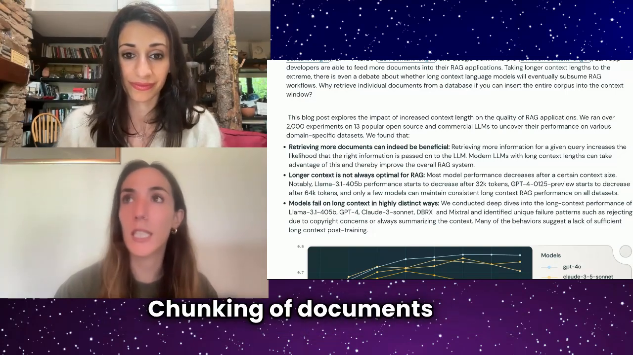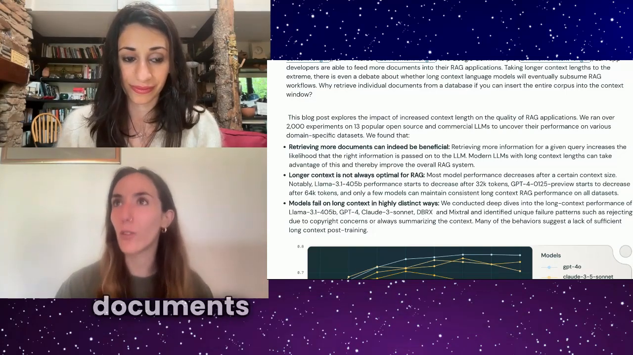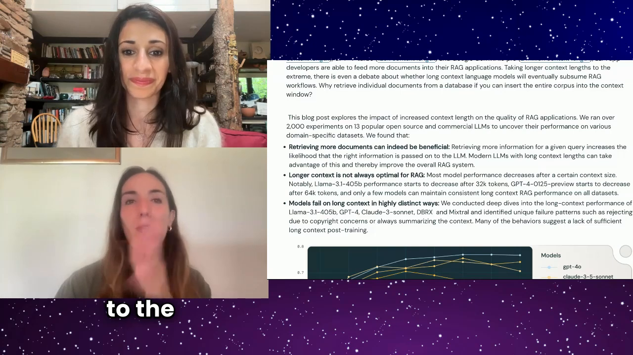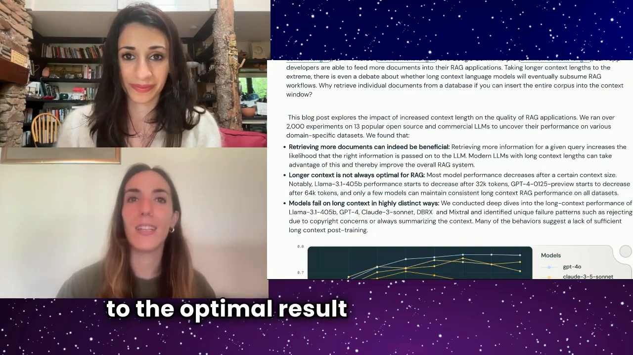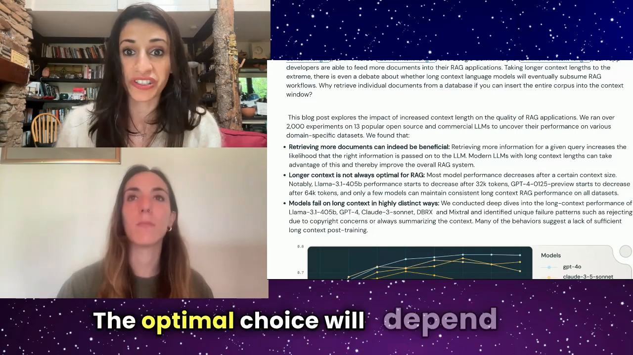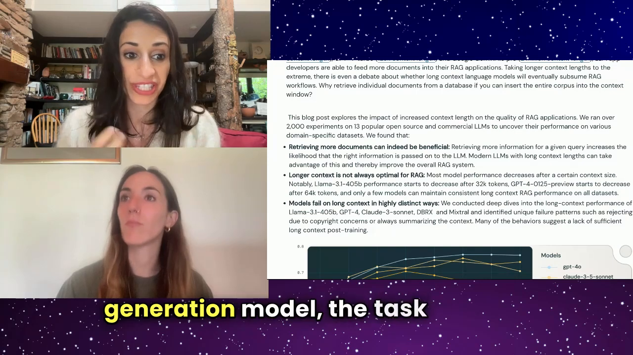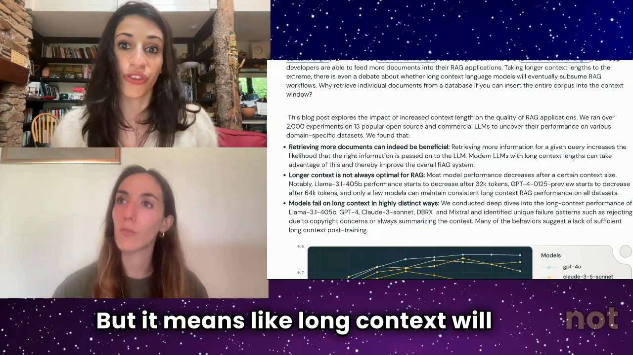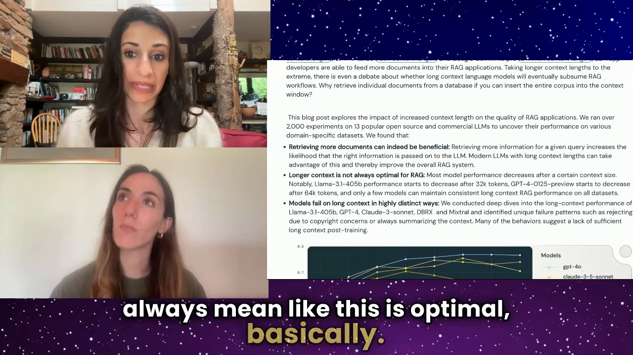Chunking of documents and understanding how the documents are structured is still applicable up to the optimal result we found here. Exactly. The optimal choice will depend on the generation model, the task at hand, etc. But it means long context will not always mean this is optimal, basically.